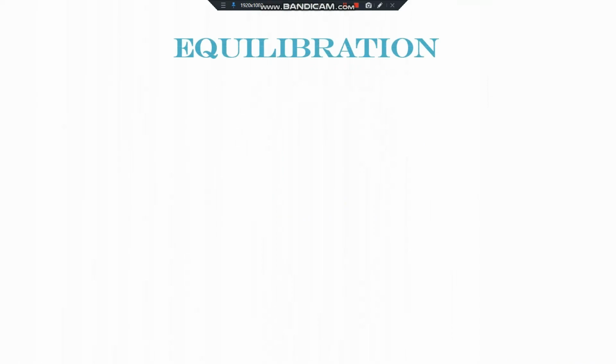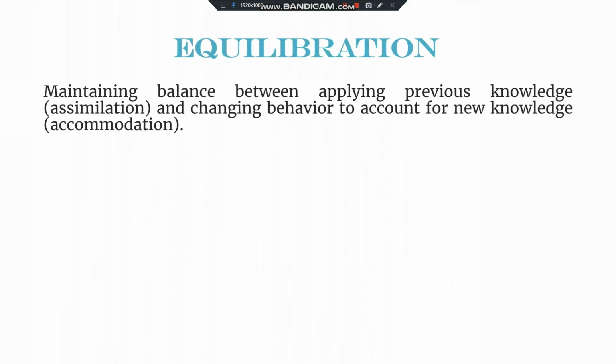And the next is equilibration. This is maintaining balance between applying previous knowledge, assimilation, and changing behavior to account for new knowledge, or accommodation. As children grow, they will try to balance their learning. There is this so-called disequilibration, and then they will find balance in their learnings, and everything will be in balance.